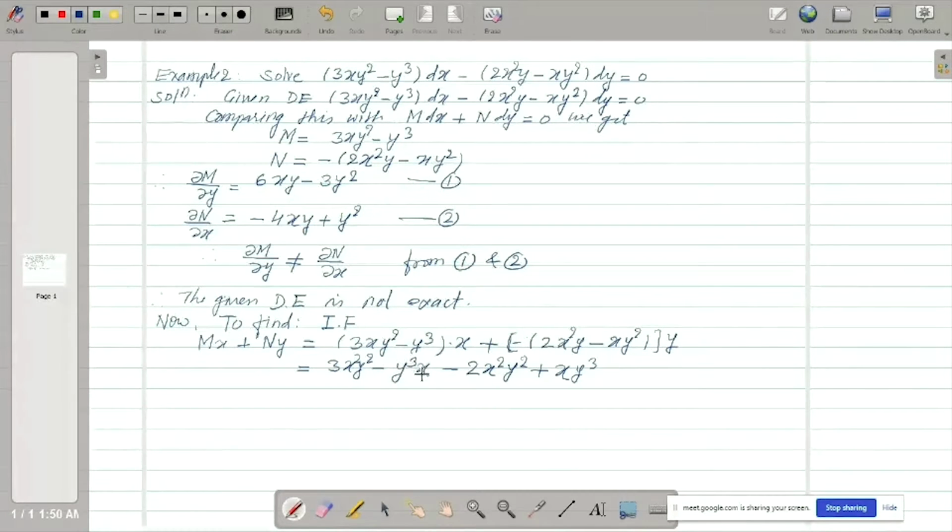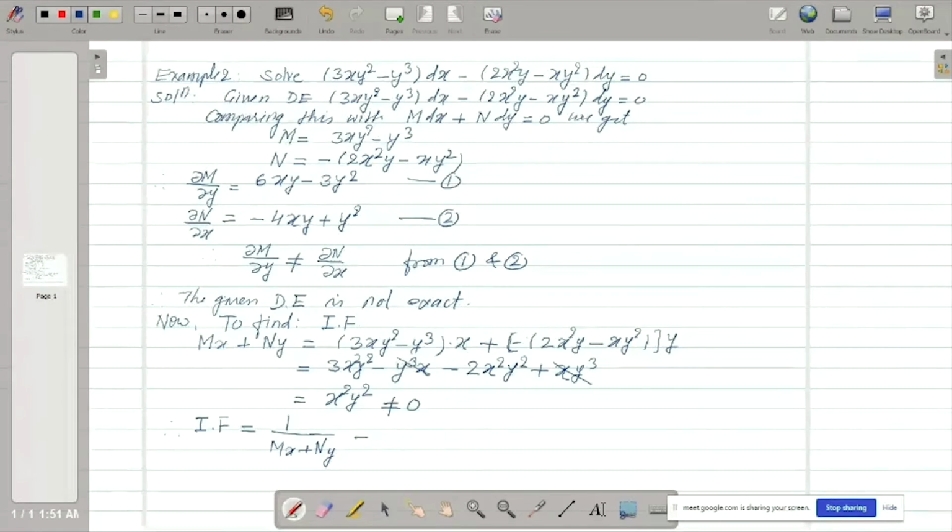Now observe this: the xy³ terms cancel. Now simplify, you will get 3x²y² minus 2x²y², which is x²y². So Mx plus Ny is x²y², which is not equal to 0. So therefore our integrating factor IF is, we take the reciprocal of this, 1 upon Mx plus Ny.